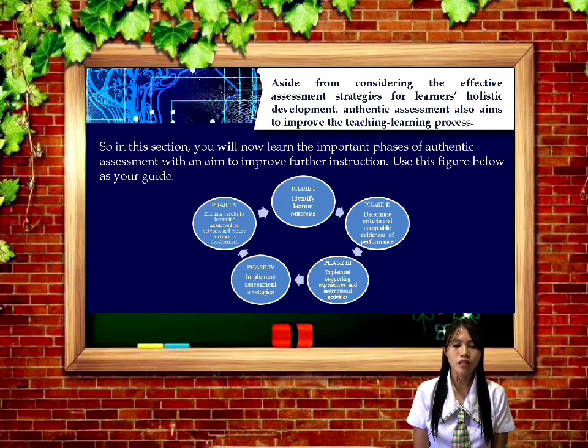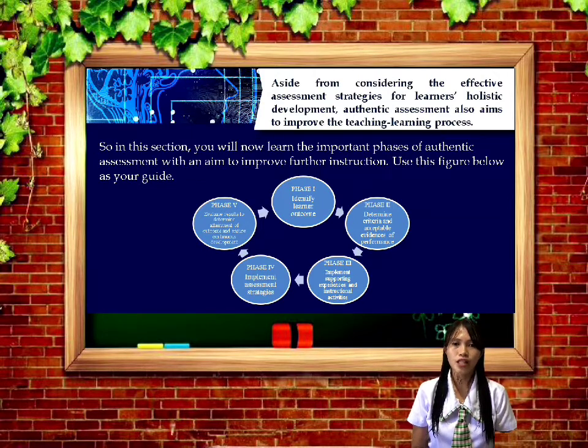So next one is phase 4, implement assessment strategies. So it measures the extent to which the students are attaining the desired learning outcomes. So phase 5, evaluate results to determine attainment of outcome and ensure continuous development.